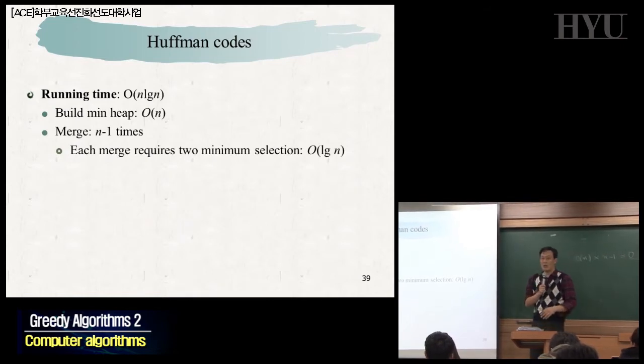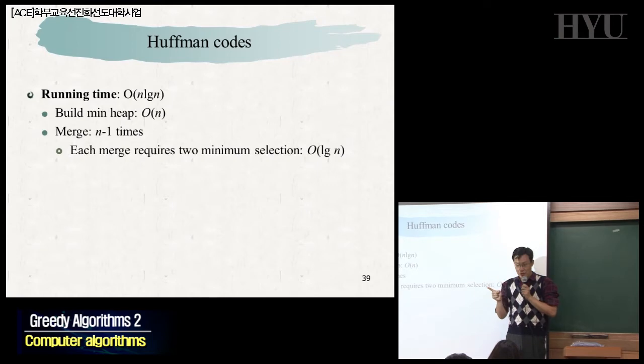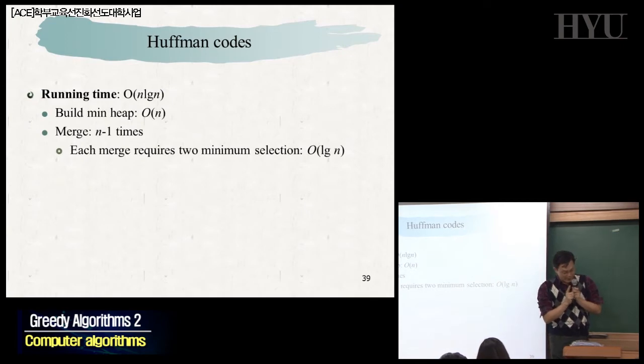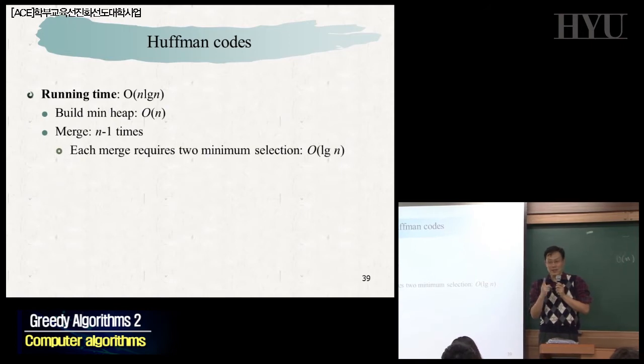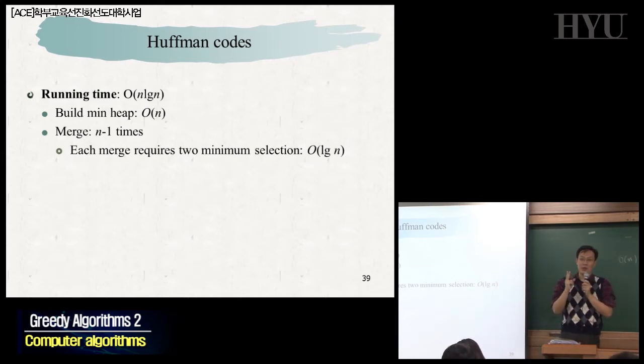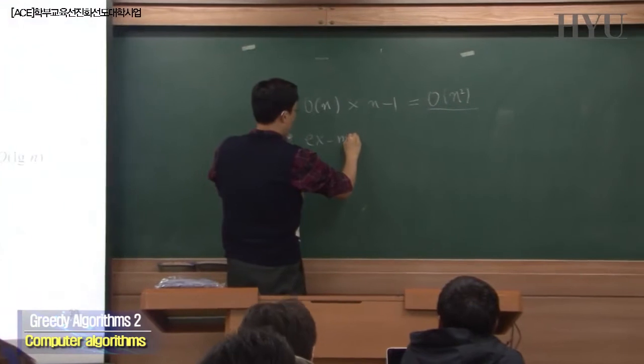Okay. How can we improve this? I mean, how many times do we have to run the extract min in an iteration? One extract min for an iteration? Kim Jong-bin. Twice. Yes, we have to select the smallest and the second smallest. So we run 2 extract min operations, extract min twice.